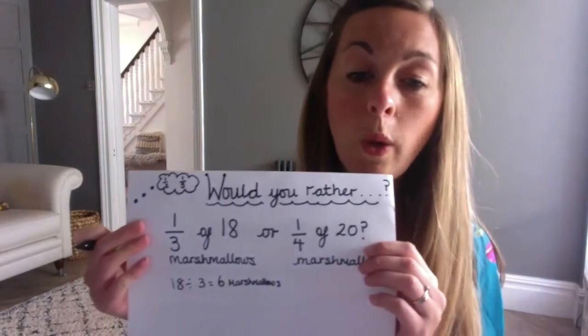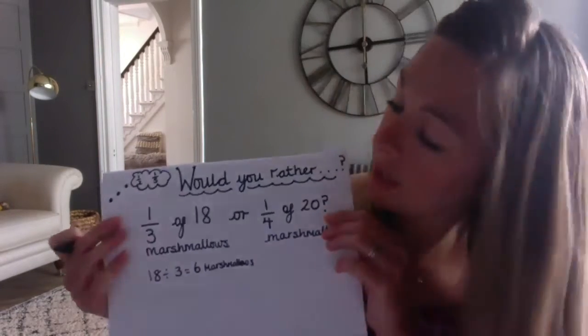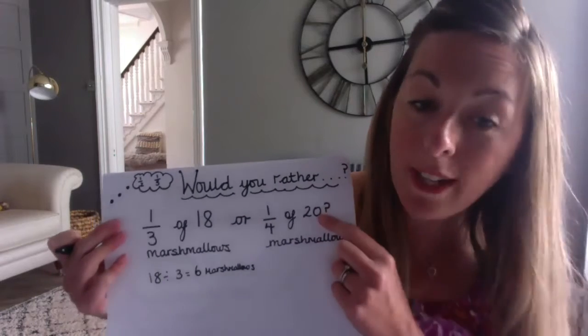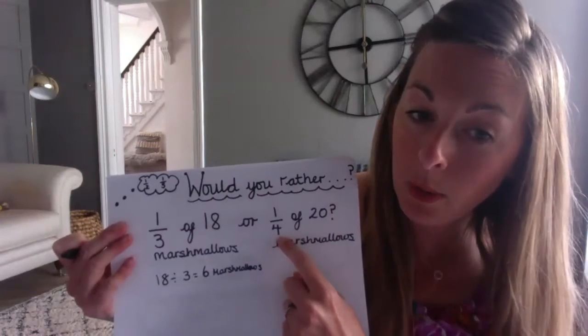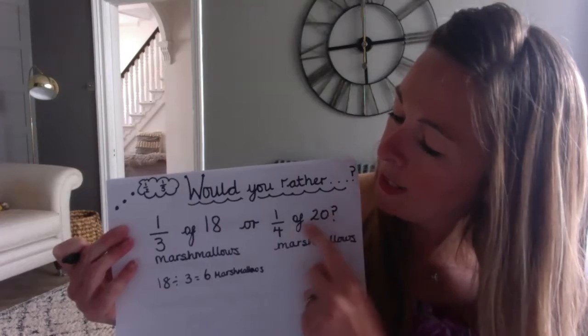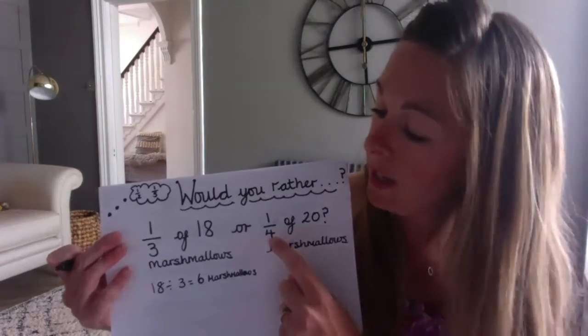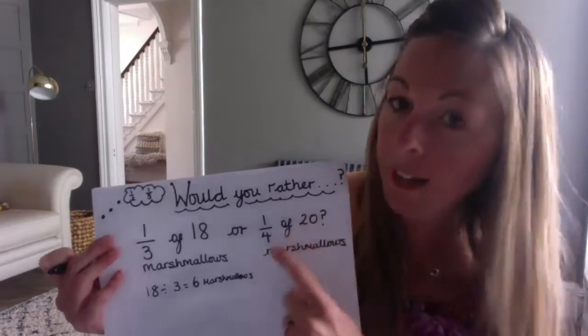Okay, so moving on to 1/4 of 20. We do the same thing again. We say 20 divided by the denominator, which is 4. So 20 divided by 4, another way of saying this is how many 4s are in 20. And I know that there are 5 4s in 20. So if I had the second mug, I would only end up with 5 marshmallows. So I would prefer to have the first mug, because I know that 1/3 of 18 is going to give me 6 marshmallows.